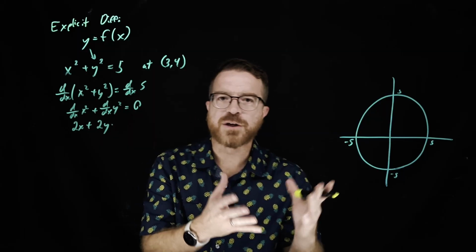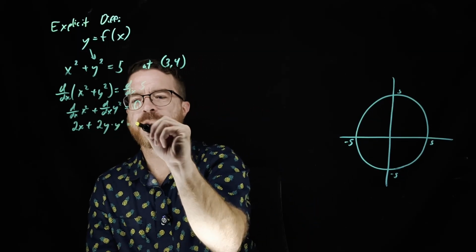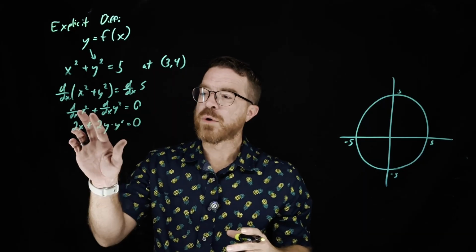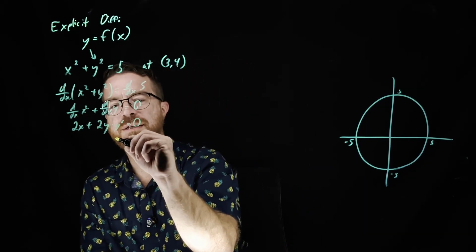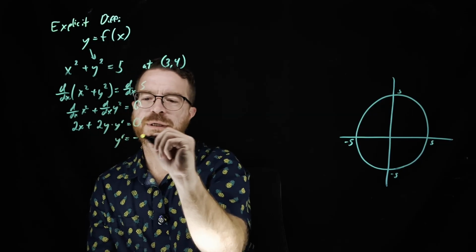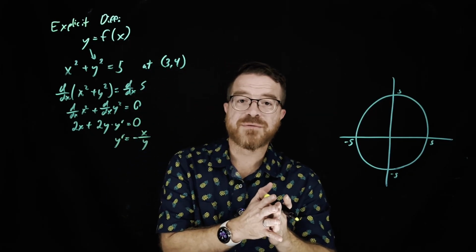Well, again, we don't know the actual value, but we're going to treat it as the derivative of y. So we have that this is equal to 0. We're going to subtract 2x. We're going to divide by 2y, and this is going to give us y prime equals negative x over y. So we have our derivative now.